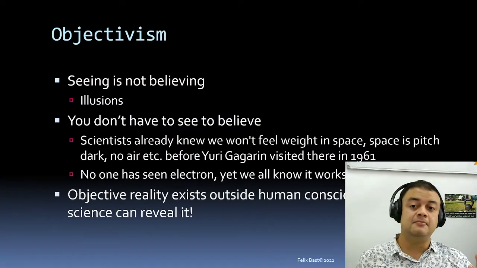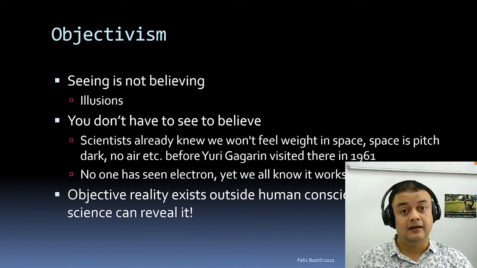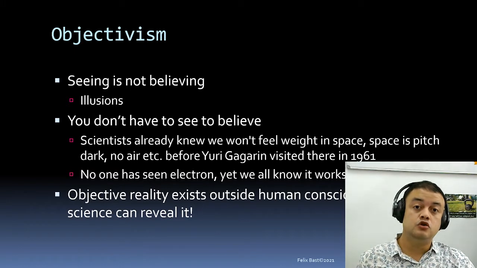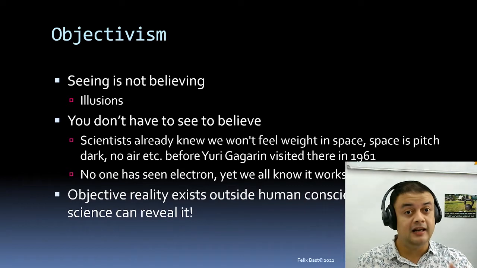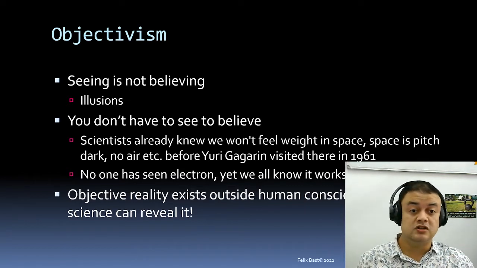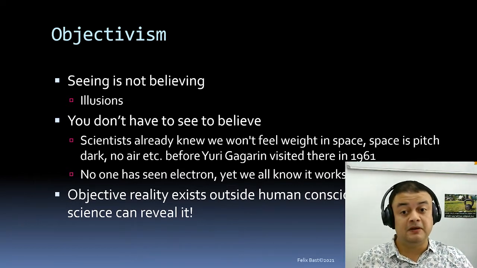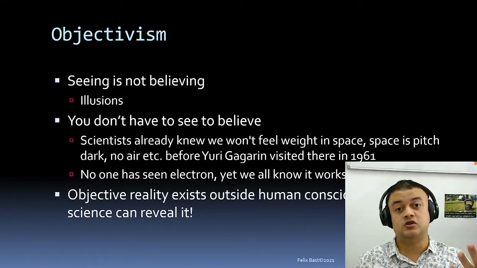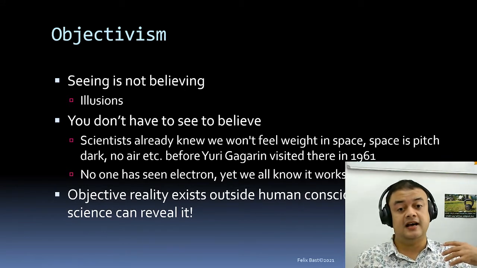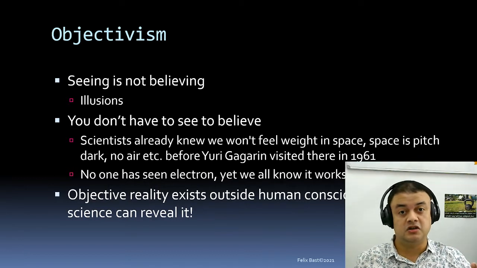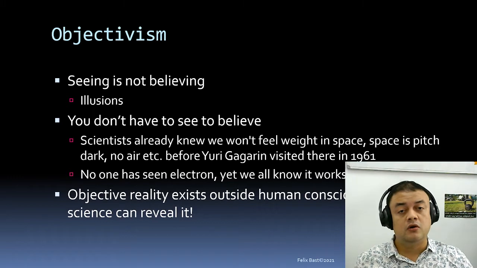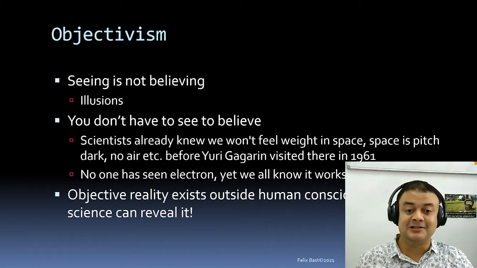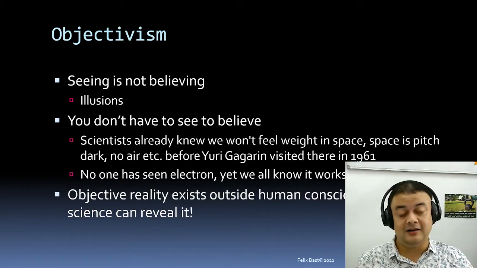So objectivism is: seeing is not believing. That is what illusions are, right? You don't have to see to believe. For example, scientists knew that we will not feel any weight when we go to space, or that space is pitch dark, or that space has no air, much earlier than Yuri Gagarin, the first Russian cosmonaut, in 1961. Again, I told you, no one has seen an electron, but we all know that it works, isn't it?